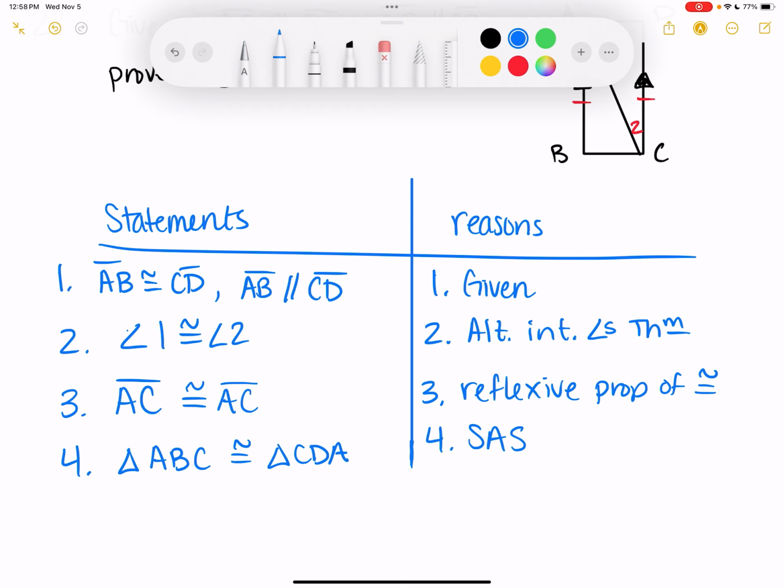So does order really matter with these kinds of proofs? There's some things that you can kind of do in a different order. Yeah, like I could have said AC is congruent to AC before angle 1 is congruent to angle 2. Yeah, that's fine. It's just, there's certain things that you have to do in order because you can't say this step without this, but a lot of times they can go in kind of a different order.